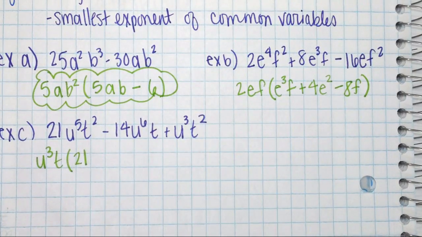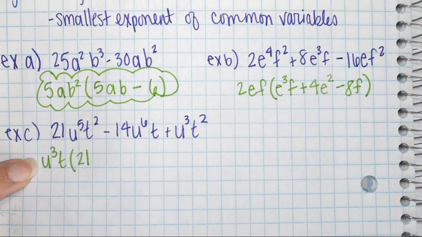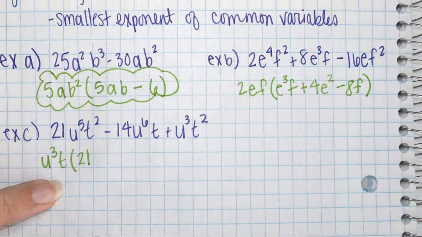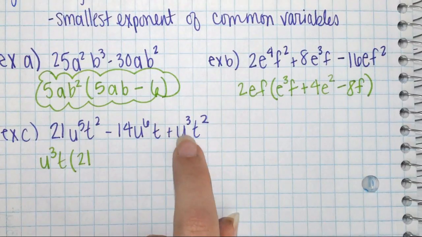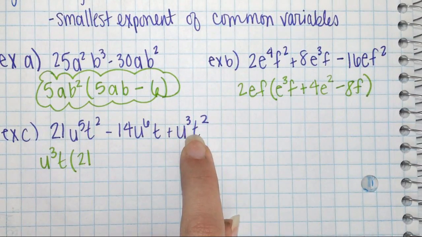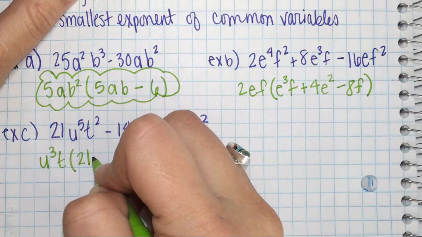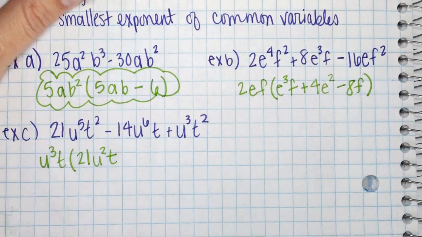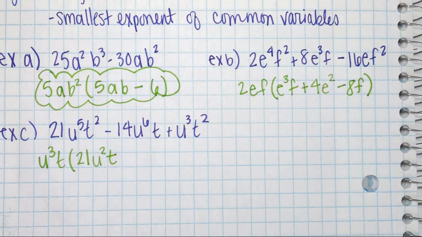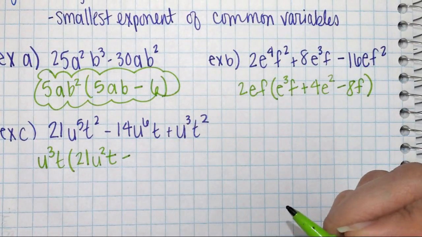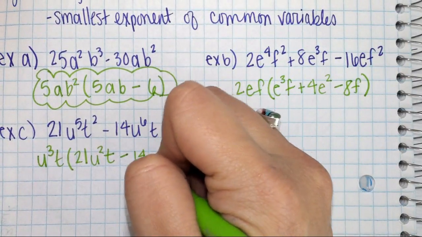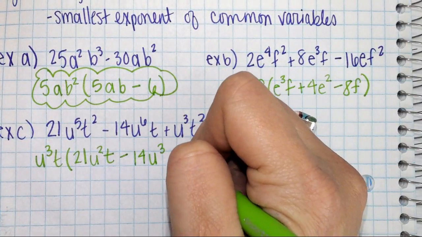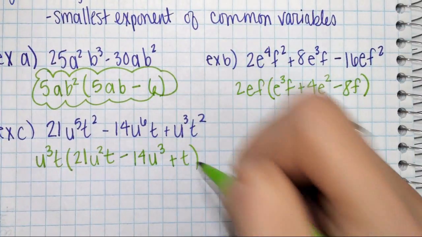Okay, this is a 1 in front of this, right? What's 21 divided by 1? There you go. Are you with me? And do you see why we didn't factor out a number? Because this last term doesn't have a leading coefficient. Alright, so did y'all get u squared t for the first term? Yes. Okay. Minus 14 u cubed plus t.